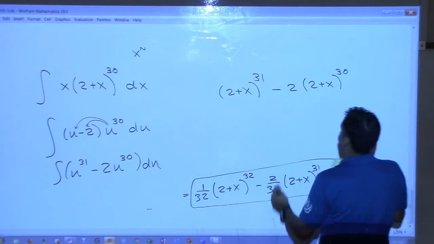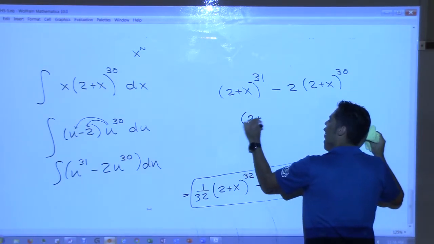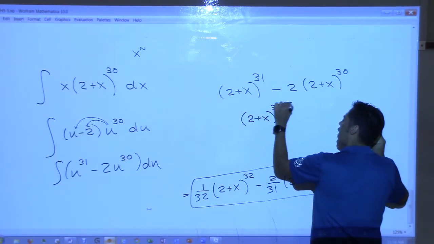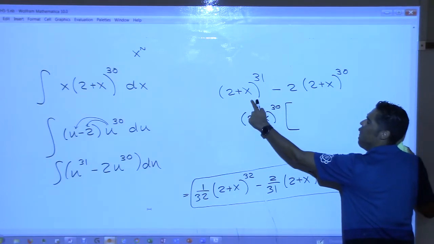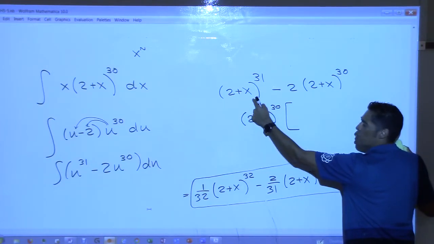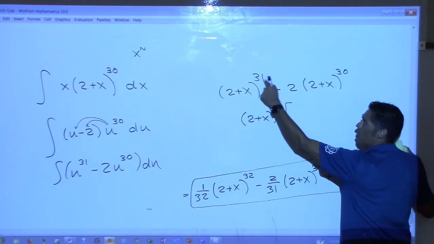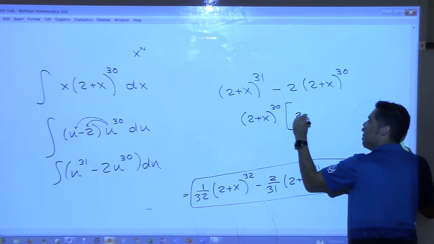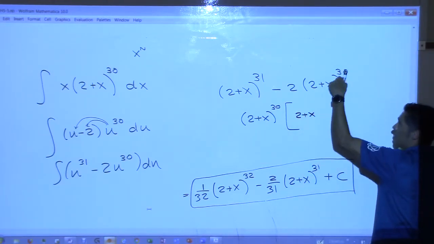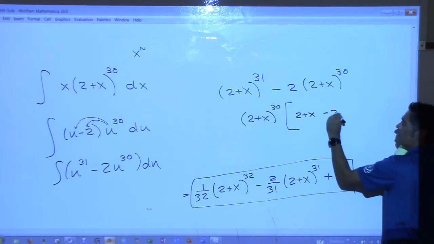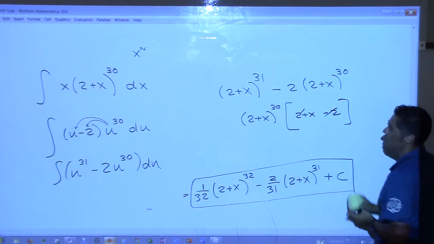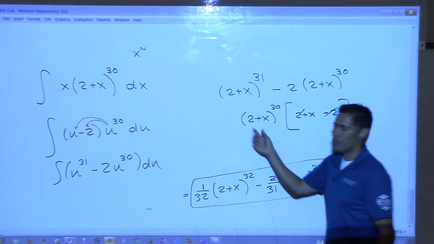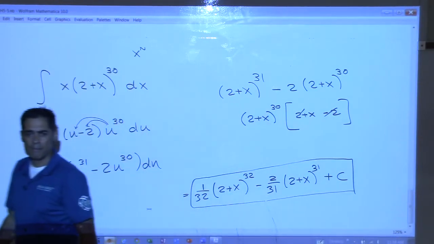Okay, so let's do this. Let's factor out a 2 plus x to the 30th power. What happens if I pull that out of here? What am I left with? I still have a 2 plus x here. If I pull out 30 of these, I'm still left with the 2 plus x. If I pull out 30 of these, what am I left with here? Minus 2. And then what happens if the 2's cancel? And so you have x times this to the 30th, and that's the original thing.